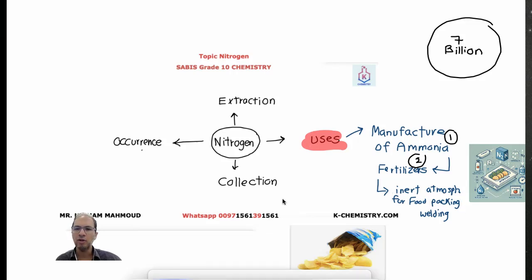And I can use it also to make an inert atmosphere. So in this chips pack, I don't want oxygen to be here, otherwise it will oxidize my chips and they will not be fresh. So better bring some nitrogen gas and place it inside, because this nitrogen gas is inert. It does not react. And since it's inert and does not react, it will help it stay fresh for a longer time.